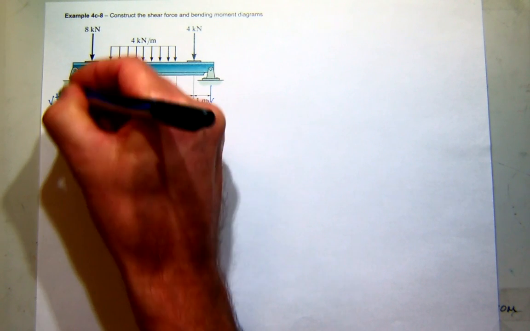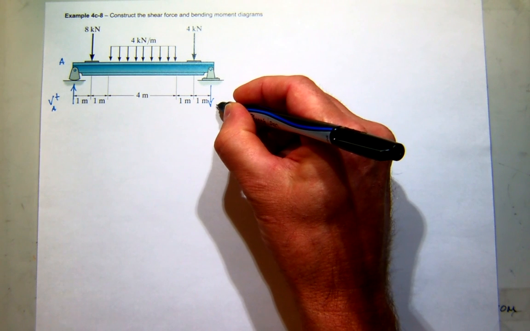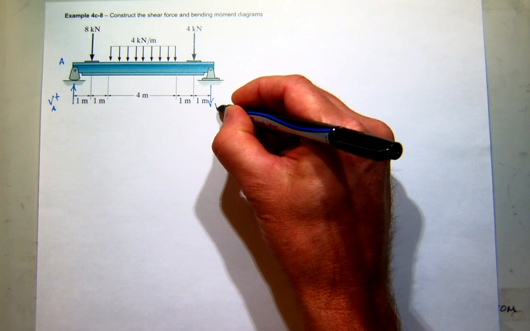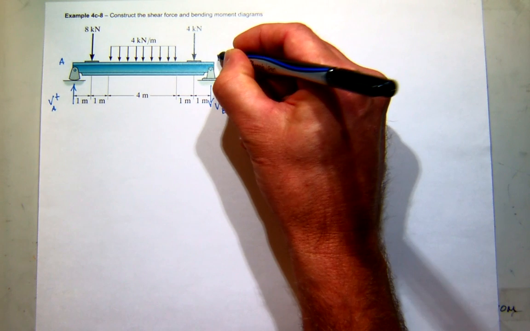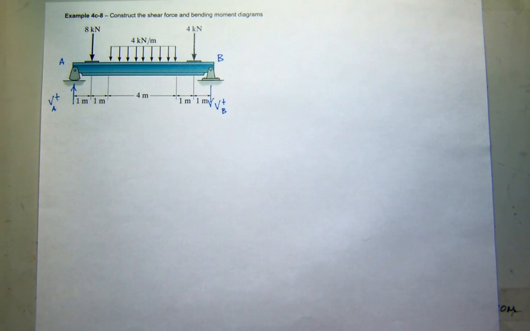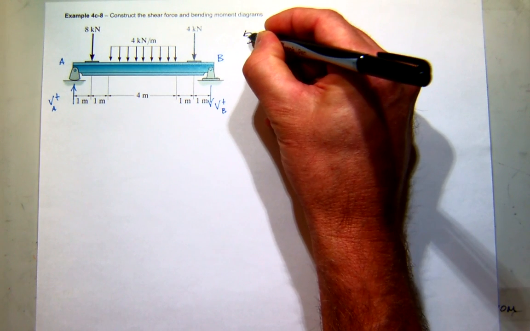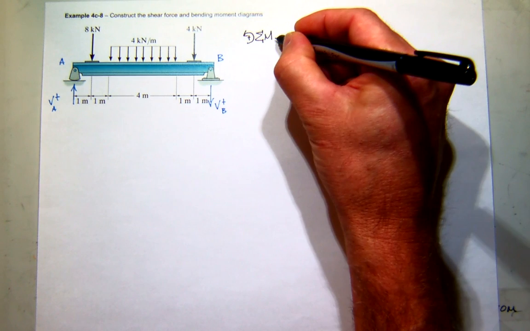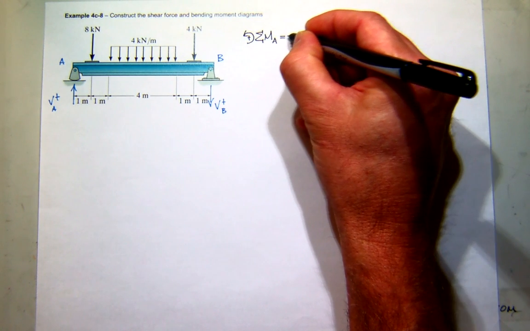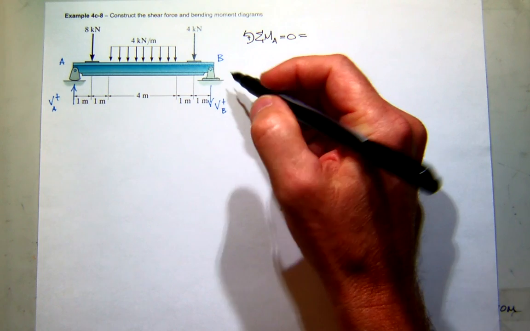I'll call this point A. And I have a positive shear at B, and I'll call this point B. So we just need to find those values. I'm going to use right-hand rule when I do my statics for moments. So I'm going to sum moments at A. You could sum moments at B if you like, whichever way you feel more comfortable with.